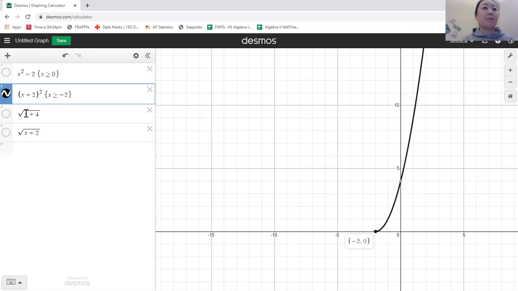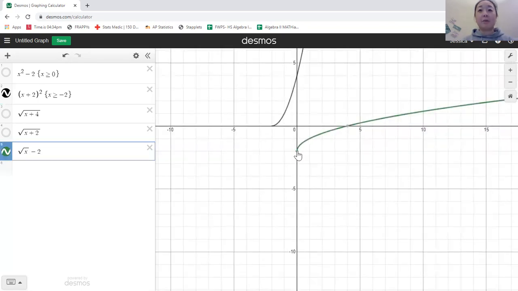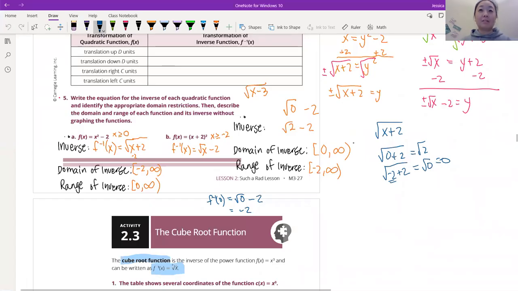So we have the right side right there, and we want to get the other one, which was, remember, square root of x minus 2. There we go. And so again, we said that the domain was going to be from 0 to infinity, which it is. And the range is going to be from -2 to positive infinity, which it is. See, happy days. That's exactly what we said. It's a good way to check.